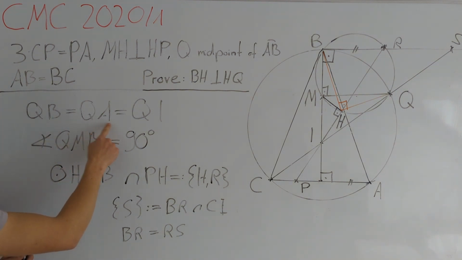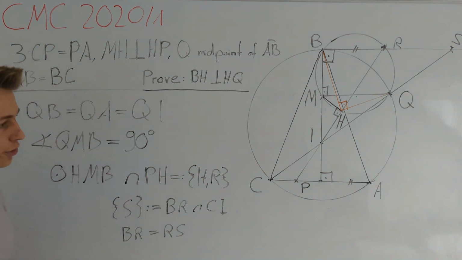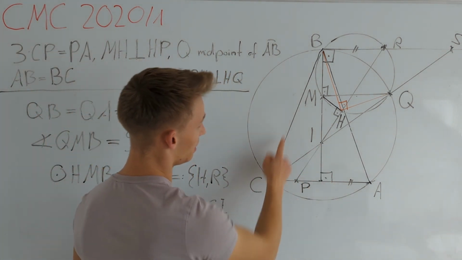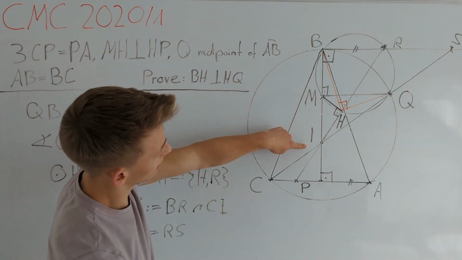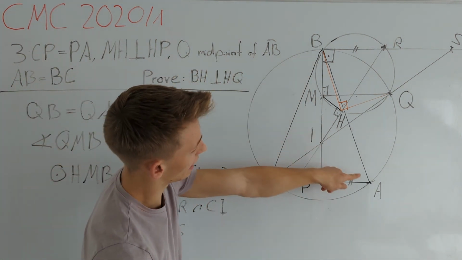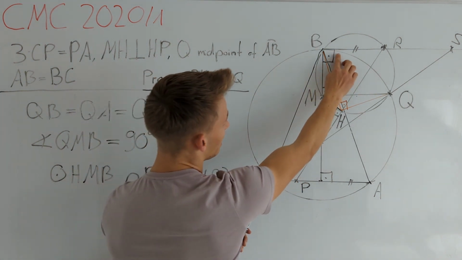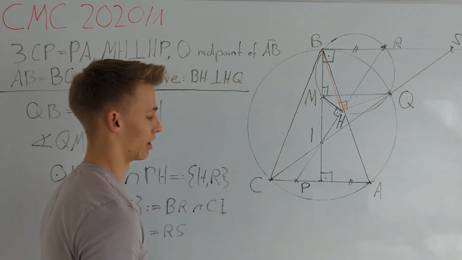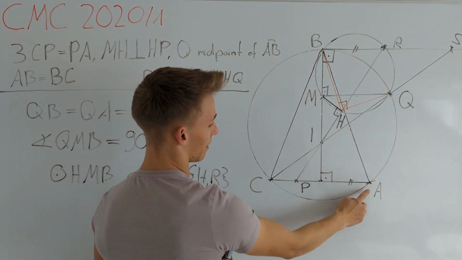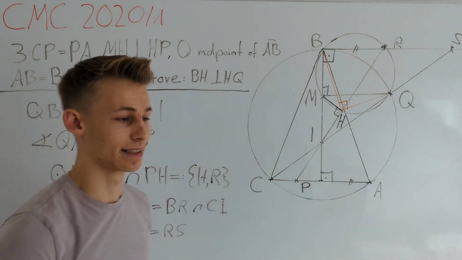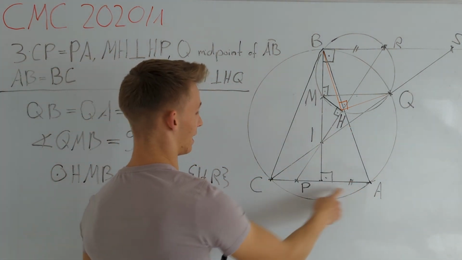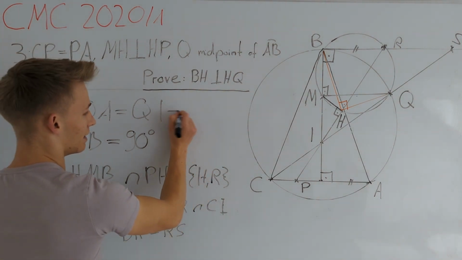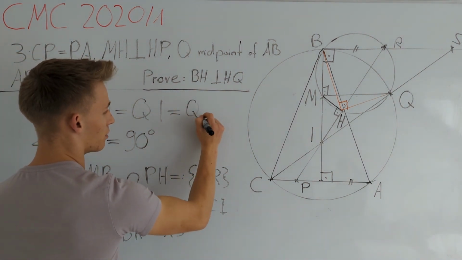Moreover, we know that CI is the angle bisector of ACB and BI is the angle bisector of CBA. But since we have a right angle here, we also know that BR is the exterior angle bisector of CBA. Therefore, we know that S is the excenter of triangle ACB, and by the in-center excenter lemma, we also get that QB is equal to QS.